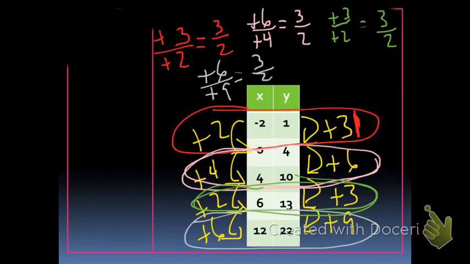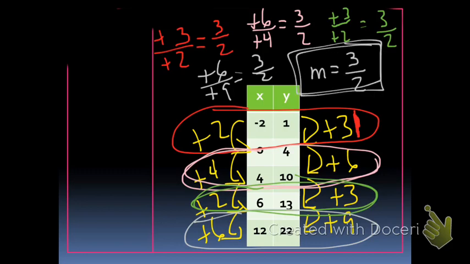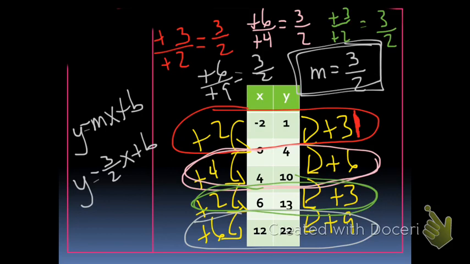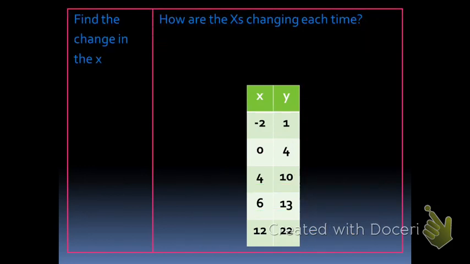Does anybody want to guess what m is? You are correct. m is 3 over 2. Now, what that means is, for our equation y equals mx plus b, it's now going to be y equals 3 over 2x plus b. All that's left now is to find that b, which is what we're going to do right now.